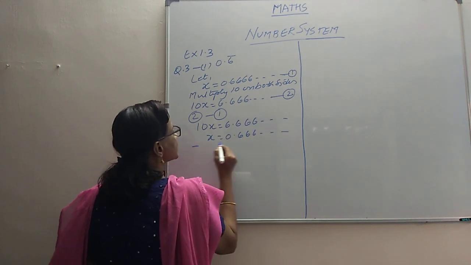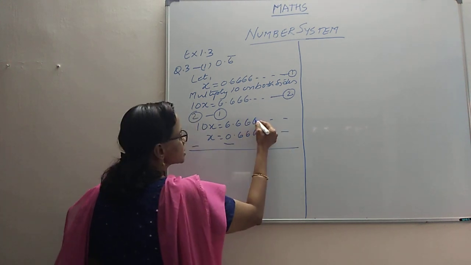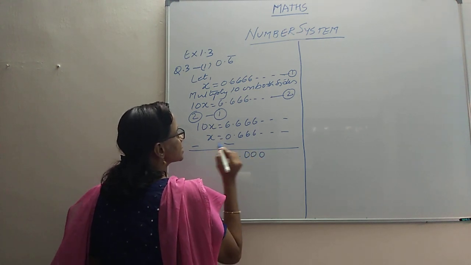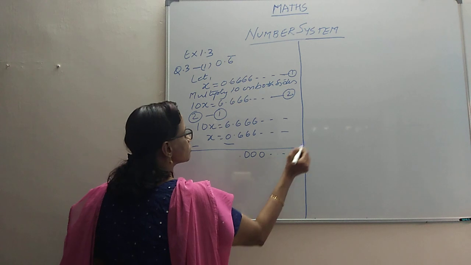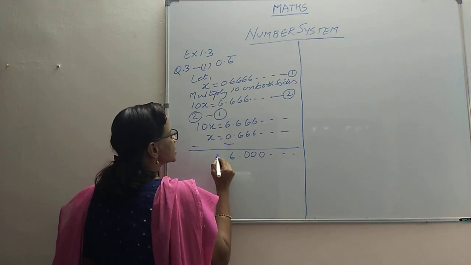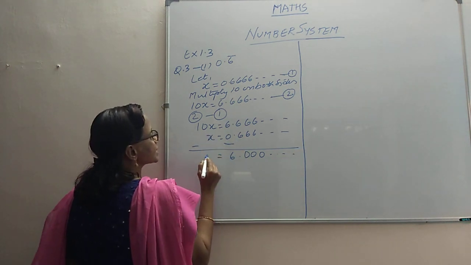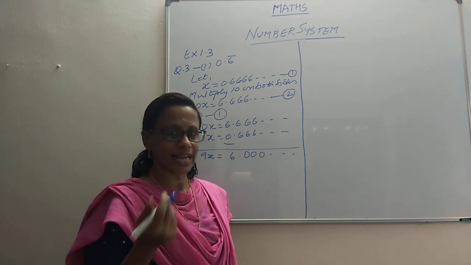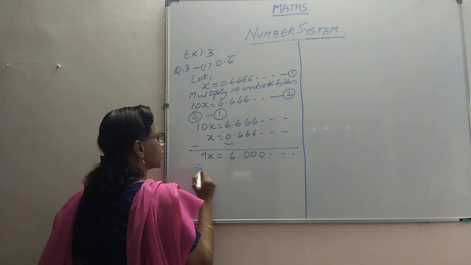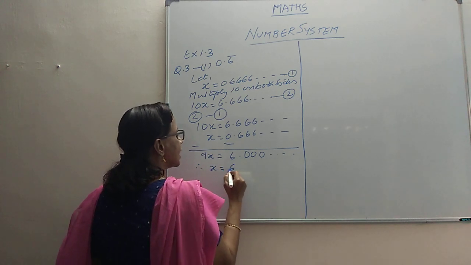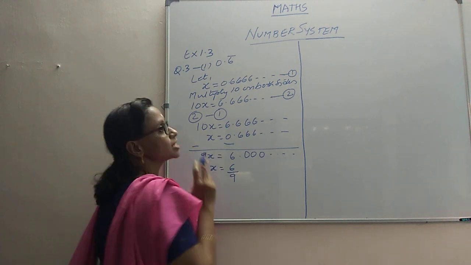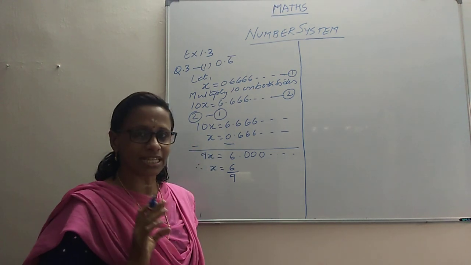We are subtracting them. Because the decimal parts are all 6 minus 6, which is 0, and so on, it continues everywhere. And 6 minus 0 is 6 over here. 10x minus x is 9x, as we all know. In order to get the value of x, the 9 goes to the other side and it becomes 6 by 9. So actually our 0.6 recurring is 6 by 9.